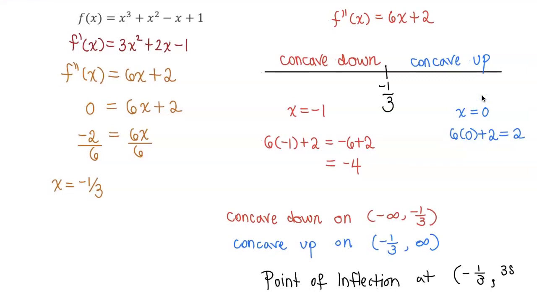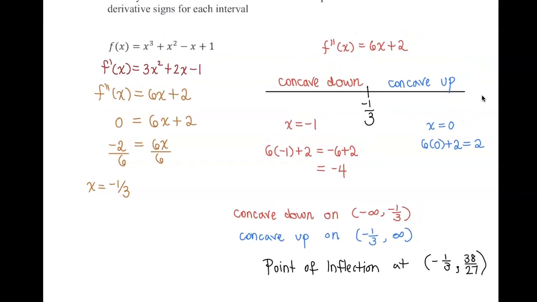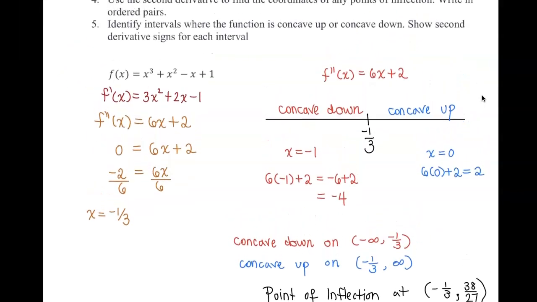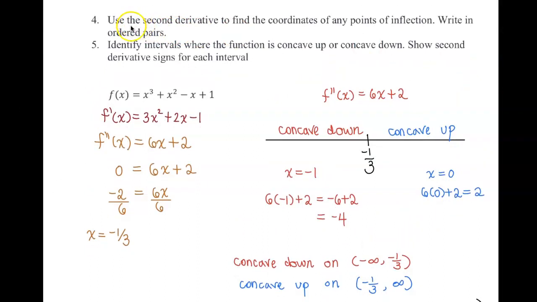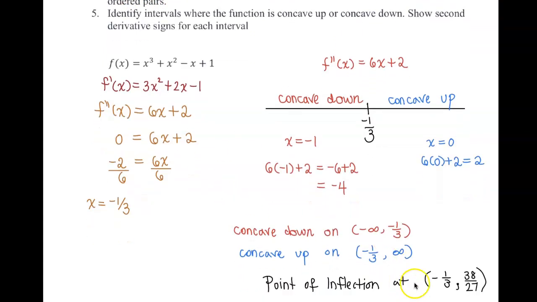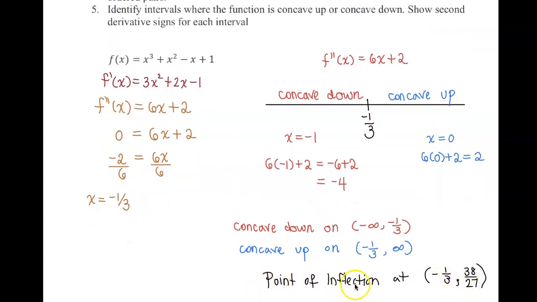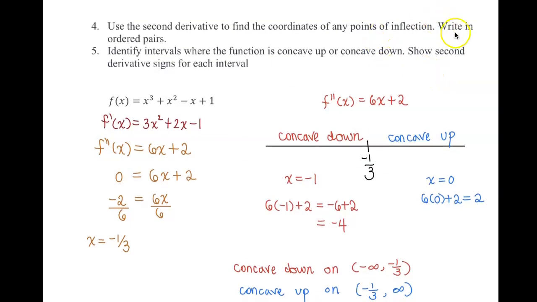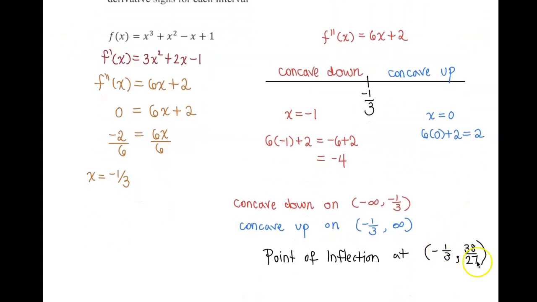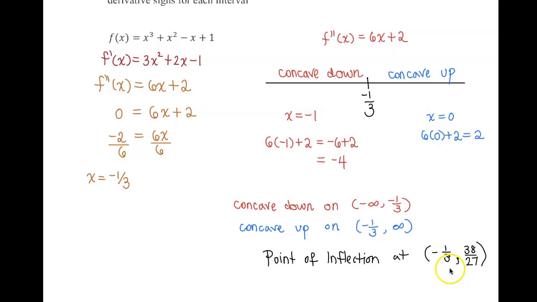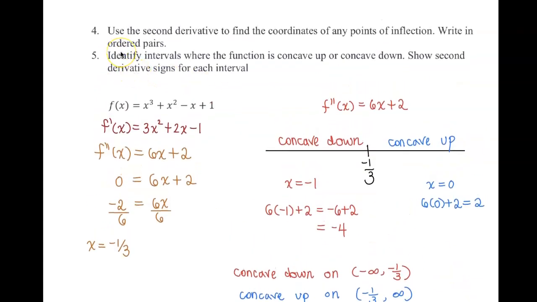So let me go back and see if we answered both parts of this question completely. Did we use the second derivative to find the coordinates of any points of inflection? Yes, we did, right? We found the point of inflection. We wrote that as an ordered pair right here. So number 4 is done. So we found the point of inflection.